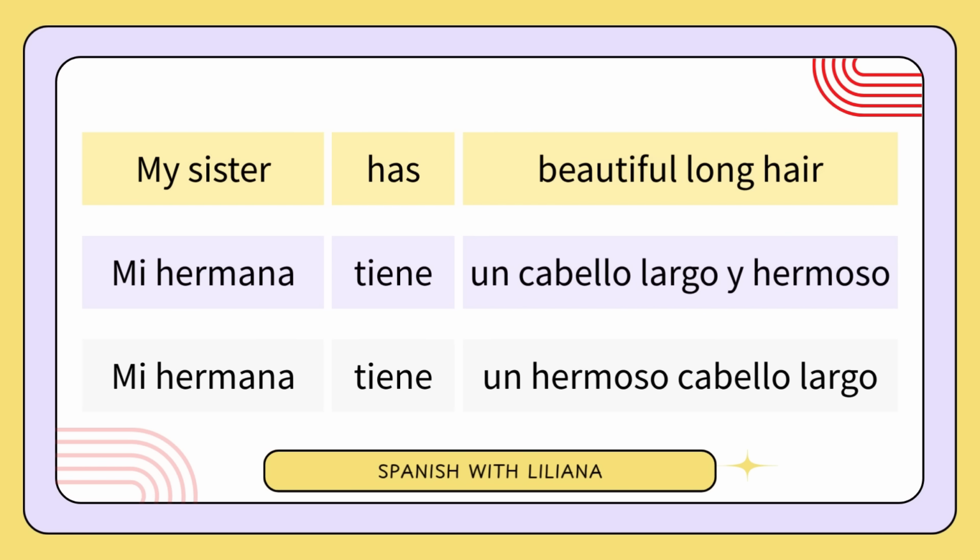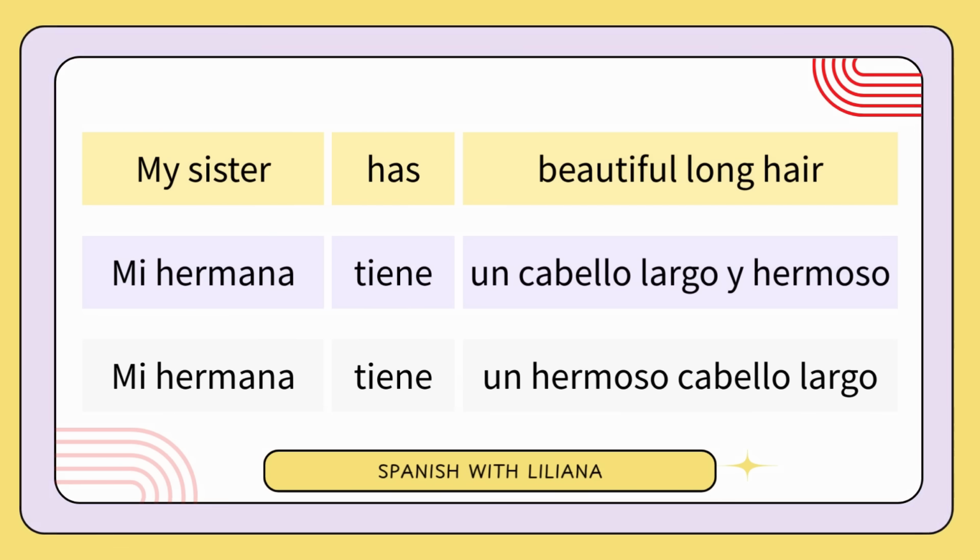Mi hermana tiene un hermoso cabello largo. So, hermoso is one of those adjectives that can come before the noun as well, as we saw earlier with nuevo. So, we could use either one. If we use the first one, mi hermana tiene un cabello largo y hermoso, we have to add y between both adjectives. If we use the second one, we don't use that extra y. Mi hermana tiene un hermoso cabello largo. So, just be mindful of the adjectives, especially when we have two.